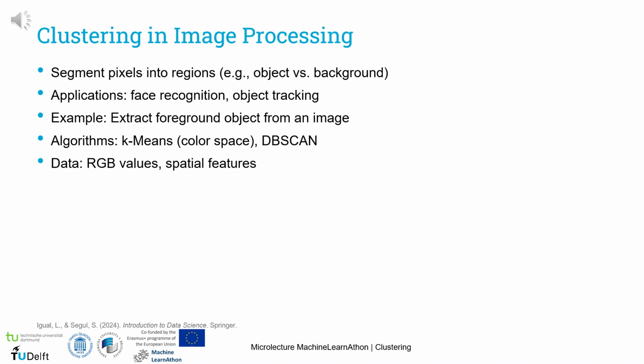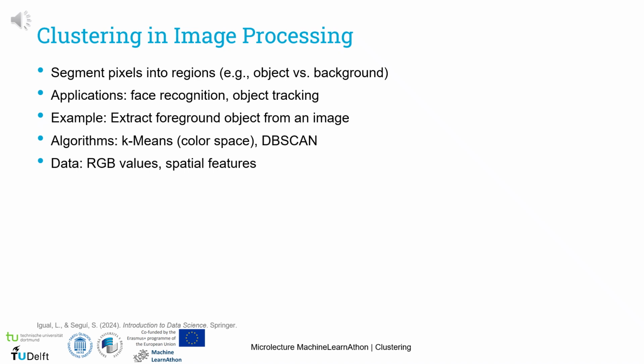You can use clustering in image processing not only for medical diagnosis, but in general, to segment pixels into regions, for example, object versus background, or to identify a barcode or QR code on a photo. Applications are, for example, face recognition and also object tracking. There are certain applications with which you can track one packet through a whole logistics center.